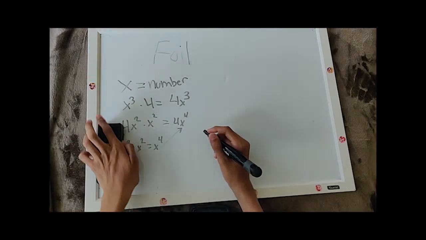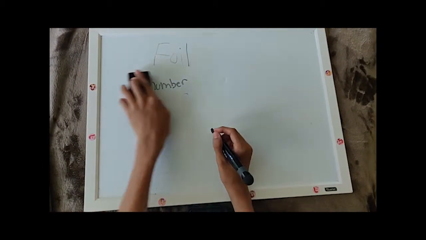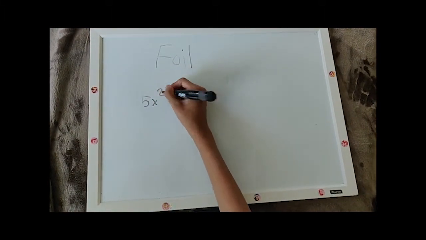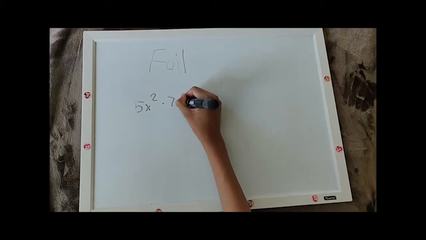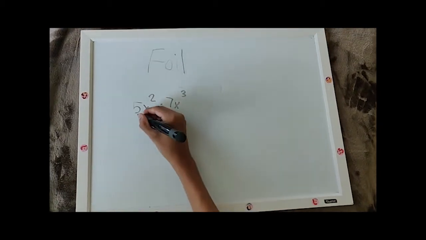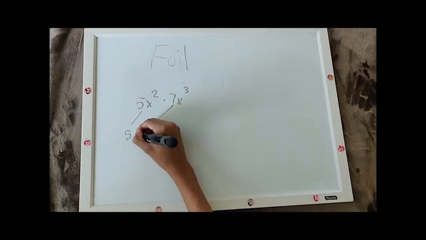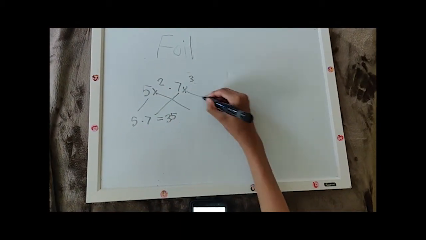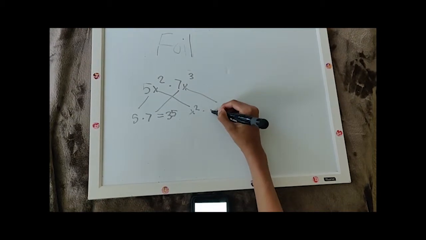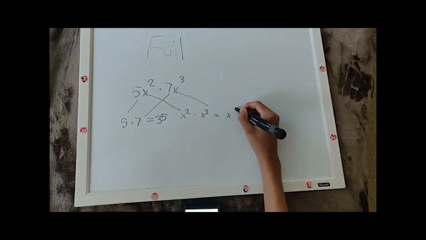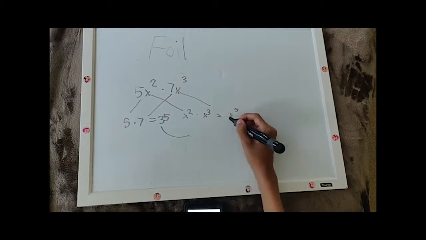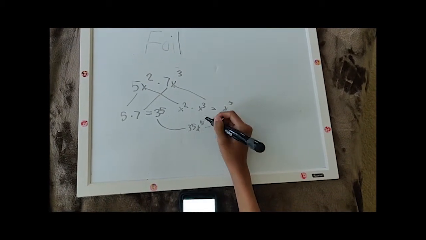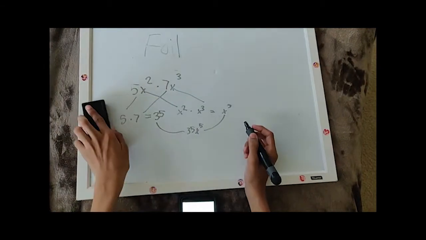We can now do a more complicated example. In order to determine the product of 5x squared times 7x to the third, we can multiply 5 and 7, which is 35. We can then multiply x squared and x cubed, which is equal to x to the fifth. Now we can multiply 35 and x to the fifth to get 35x to the fifth, which is the product of 5x squared and 7x cubed.